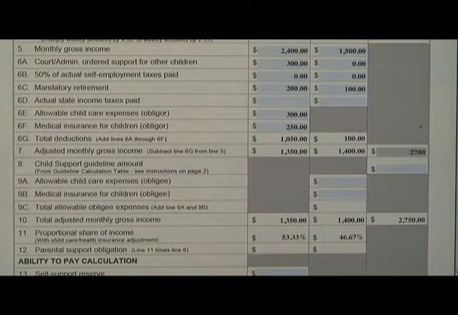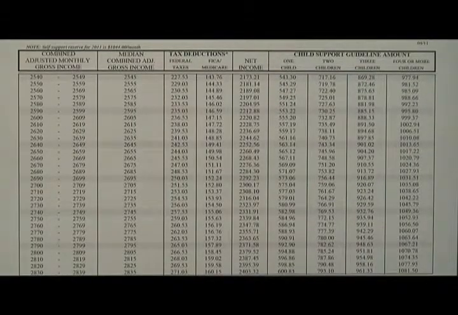The total combined adjusted gross monthly income for both Jane and John, the obligor and obligee, is $2,750. Line item 8 is the child support guideline amount. For this, you're going to have to use the Child Support Guideline Calculation Table, which is a separate document altogether. Again, this document can be found on the state's Department of Health and Human Services Child Services website.